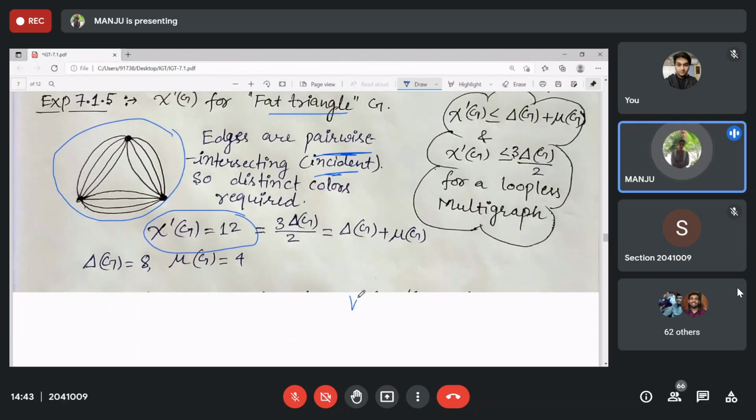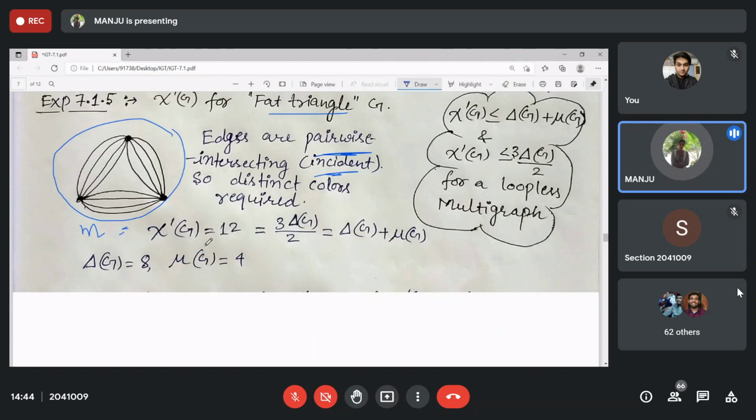See, in Kn we had pairwise adjacent vertices. That's why we used different colors to color all the vertices, right? Every two vertices are pairwise adjacent, and here also the edges are pairwise adjacent. That's why we need to color them using different colors. So that's why it is coming as m. For Kn, the chromatic number was n. And here, whenever there are pairwise adjacent, incident edges, it will be m, the number of edges. Here the number of edges is 12.